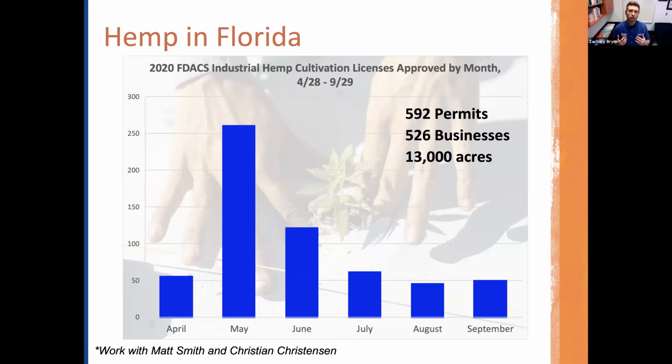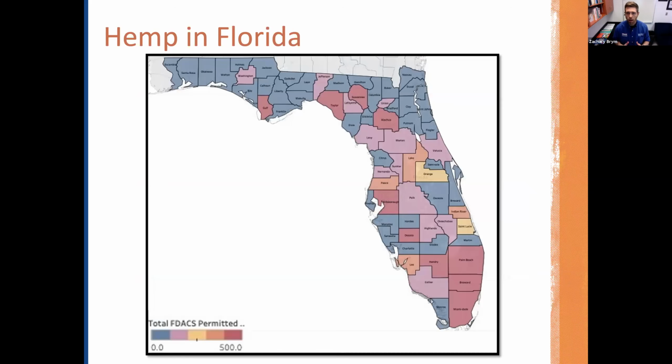So from my understanding, from my knowledge, lots of folks have licenses, but we're still sort of feeling out the acreage that's actually active in the state. I'd like to acknowledge some work with extension folks at IFAS, Matt Smith and Christian Christensen, for helping me collect this information. These are those numbers put out on the map.